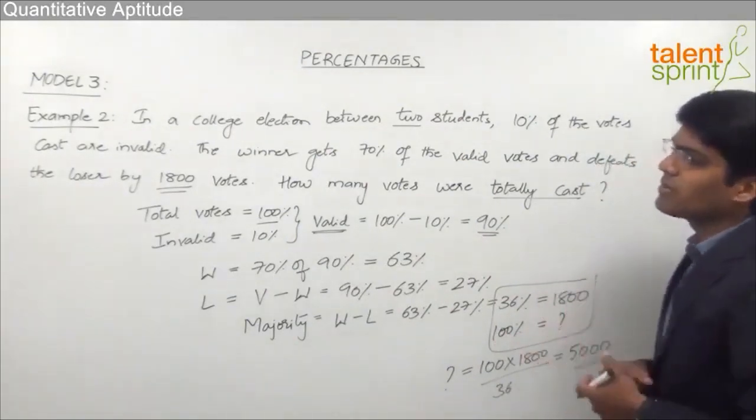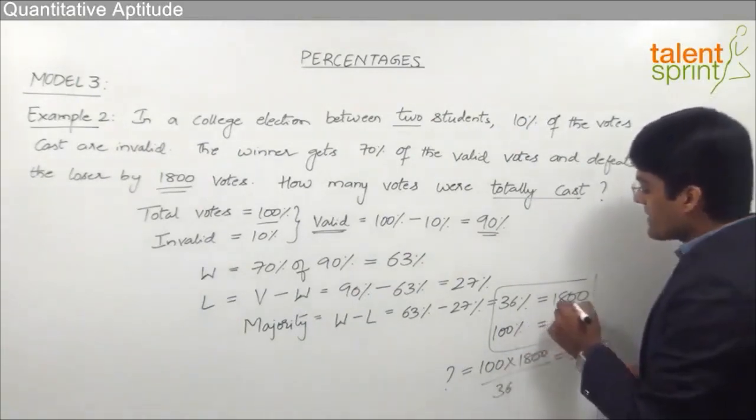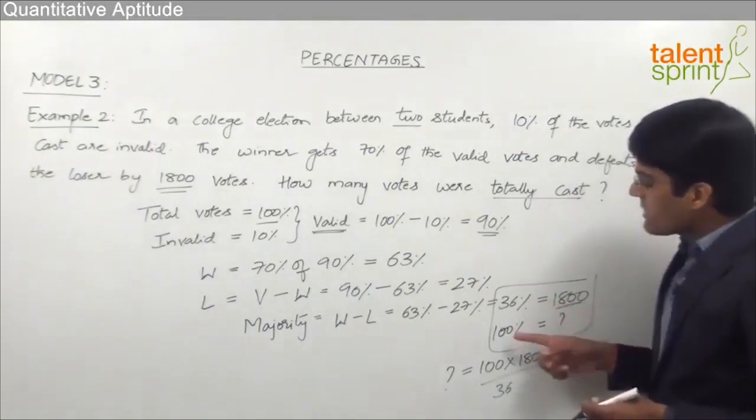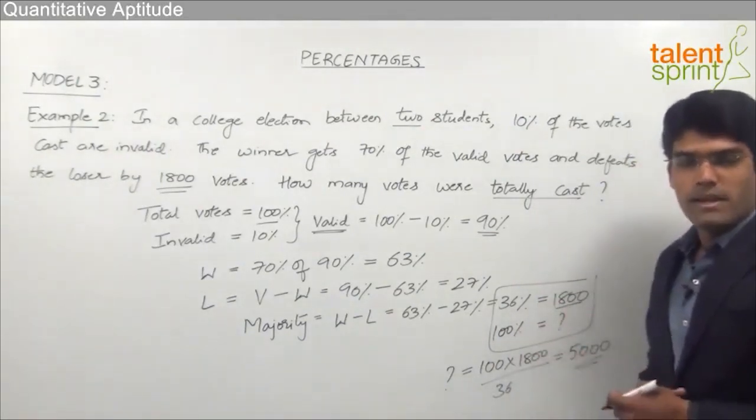So friends, this is how you solve these type of questions based on election, simply by finding out what percentage equivalent has been given and what percentage equivalent has to be calculated. And by cross multiplication we find out the required answer.